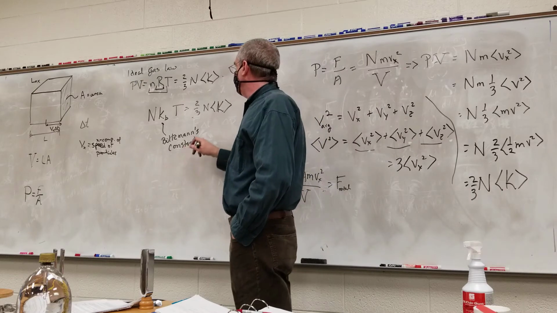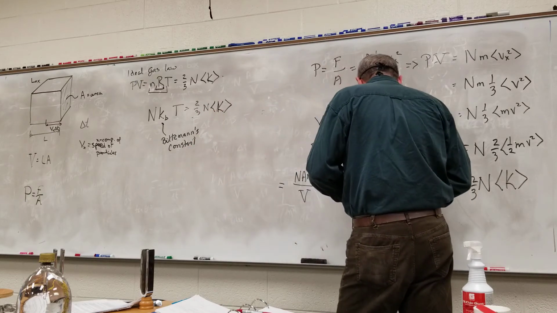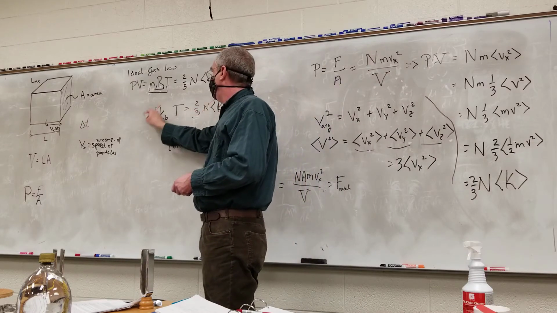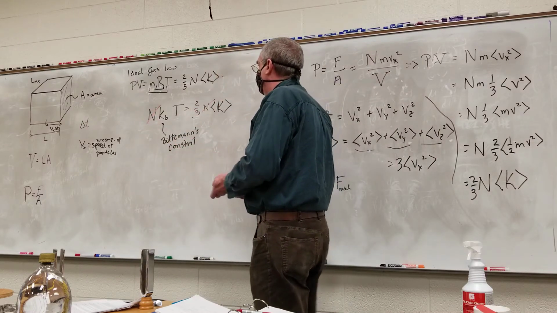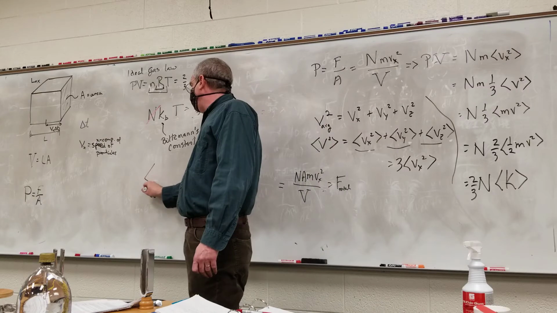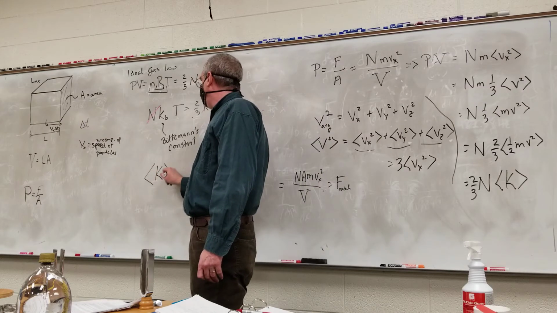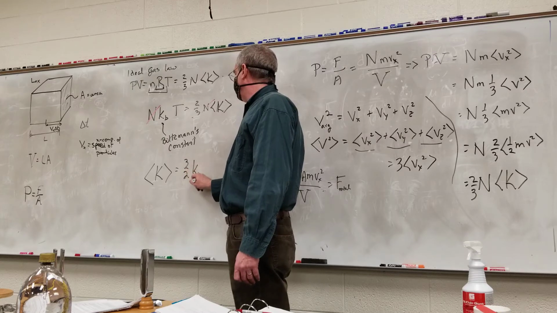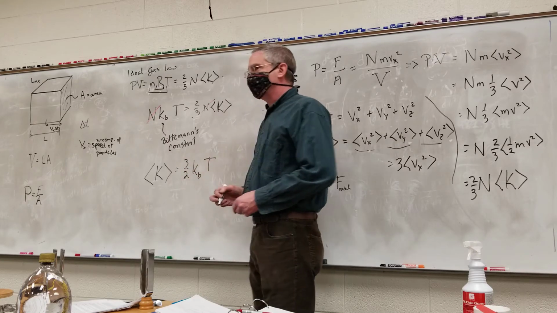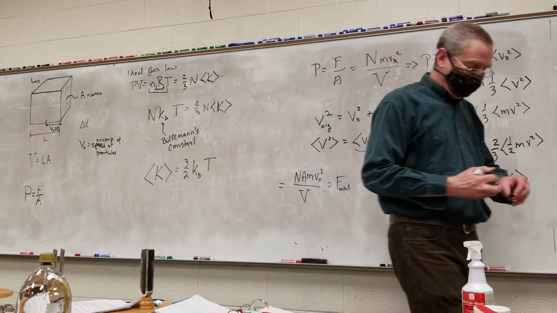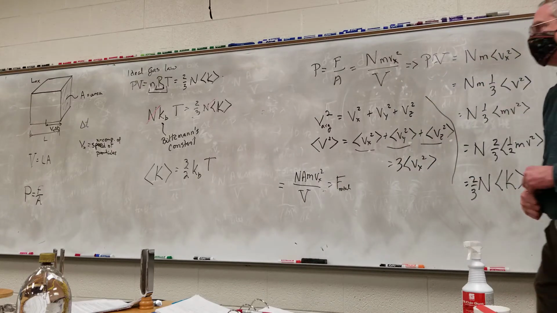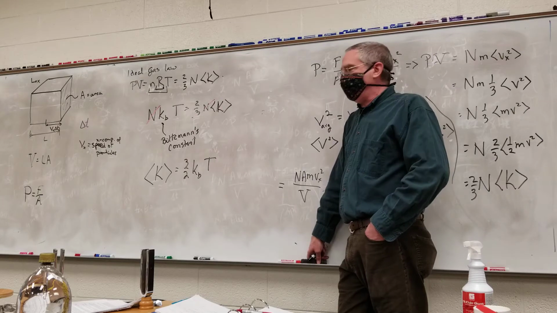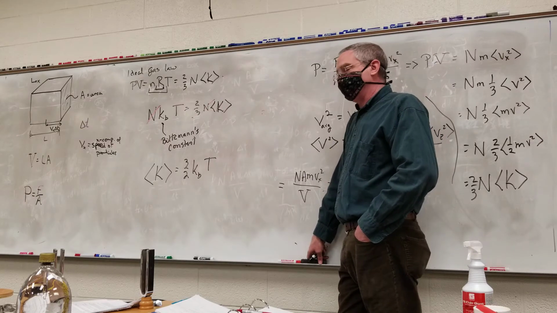And so we now have a relationship here. The capital N goes away, or officially gets canceled out. So the average kinetic energy of particles in a box is equal to 3/2 times this constant times temperature in Kelvin. So we have a direct relationship here between temperature and kinetic energy.